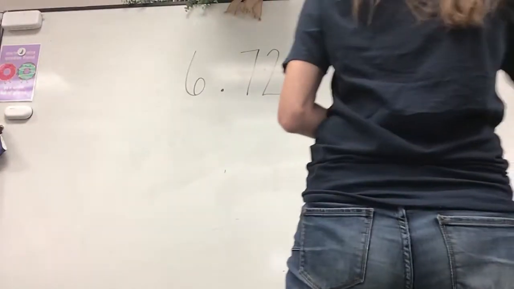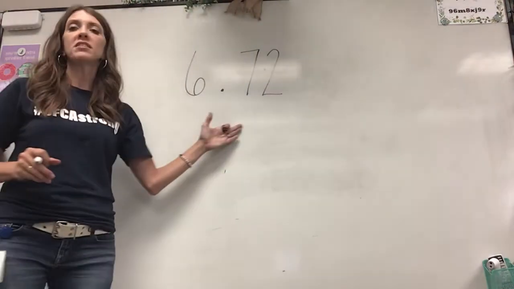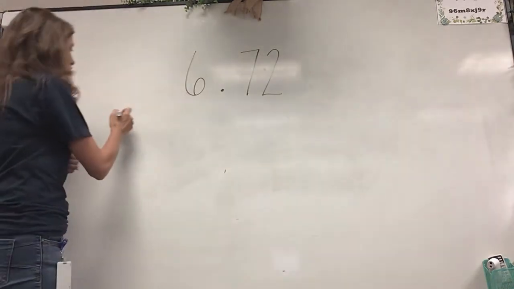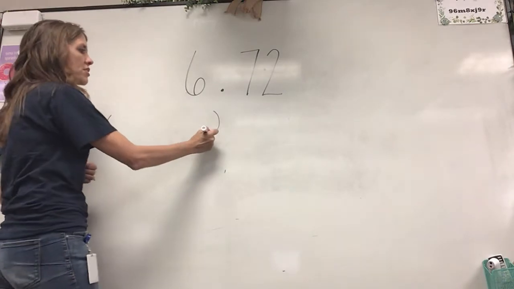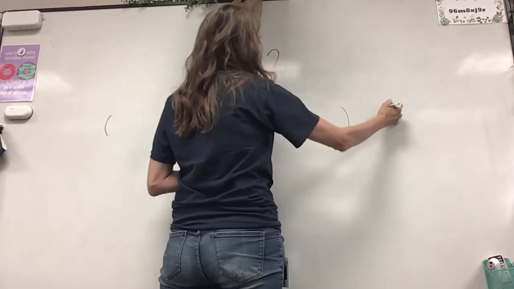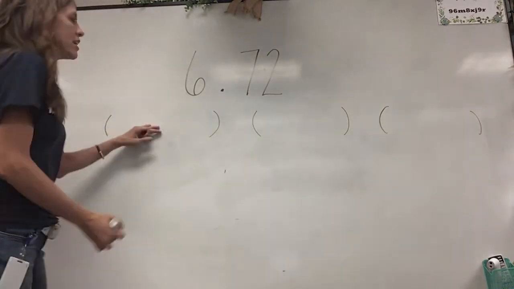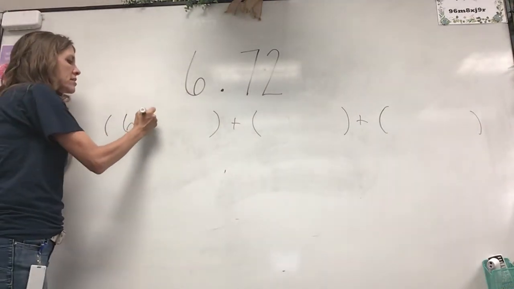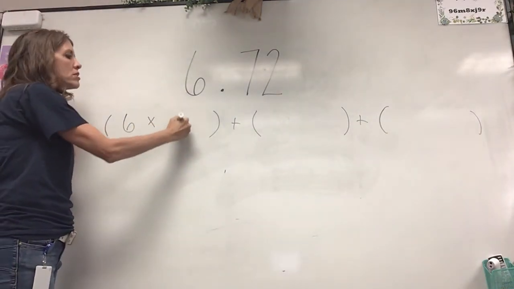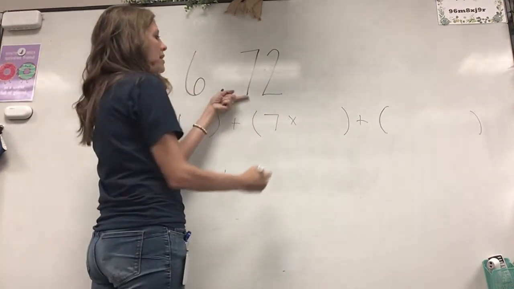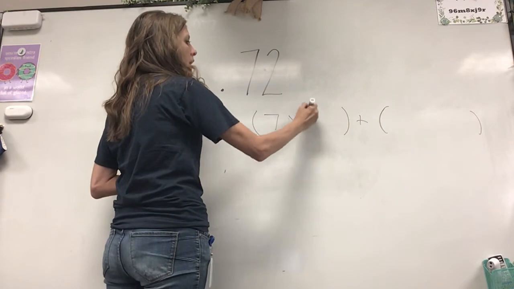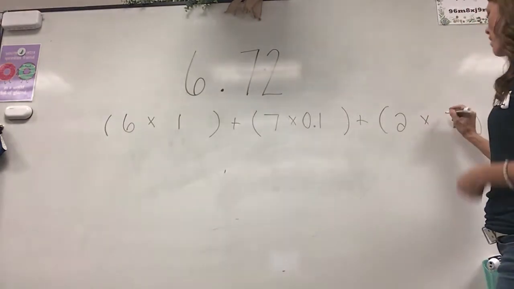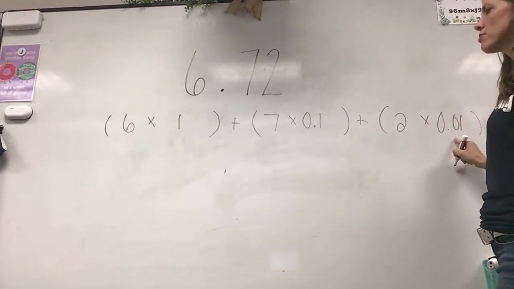Okay, let's do it in decimals first. How many sets of parentheses are we going to have? 3, for each digit, yes. So here's our set of parentheses for the 6. Here's our set of parentheses for the 7. Here's our set of parentheses for the 2. Right? Each of these are a digit. We're going to add each of the digits together. So first of all, we have a 6. 6 times what place is it in? 1. The ones place. 7 times what place is it in? 0.1, the tenths place. And 2 times 0.01, which is the hundredths place.